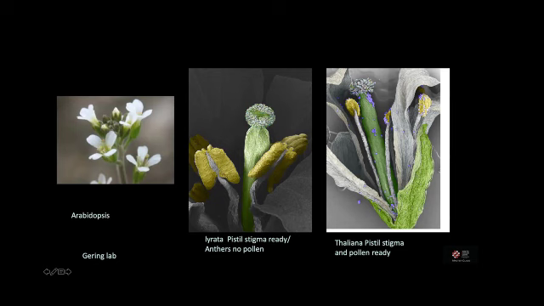In Arabidopsis thaliana, the pistil stigma is ready for accepting pollen, and the anthers are producing pollen. The pollen is the little purple dots. So this plant can self-pollinate. Now, this information can be gained through epigenetics and through molecular studies, but adding a picture like this to your final publication can really set it apart from your competition.